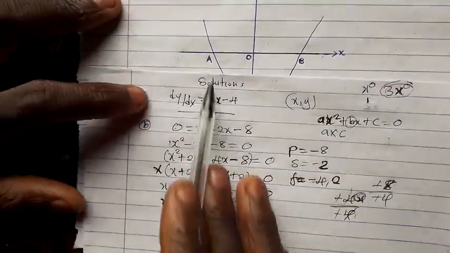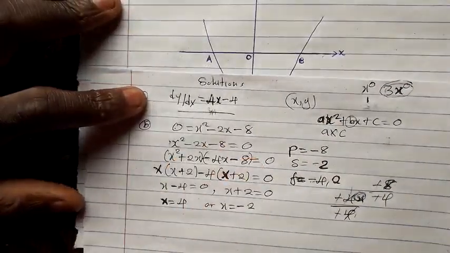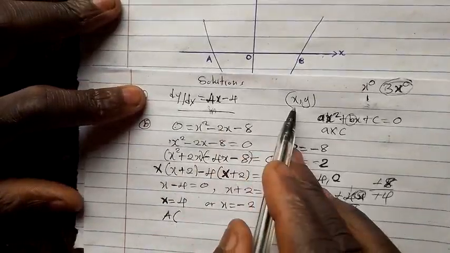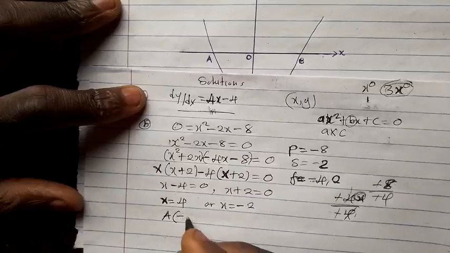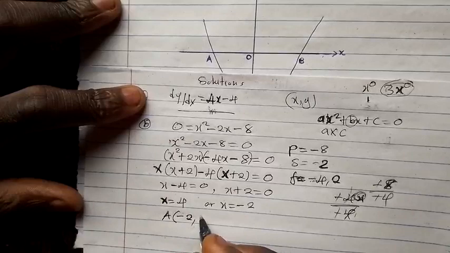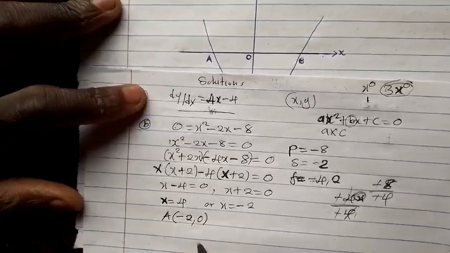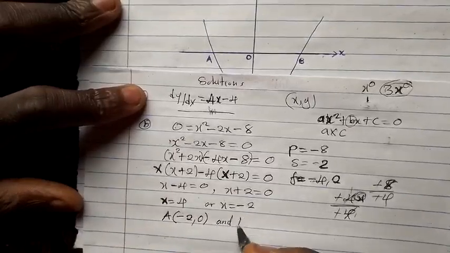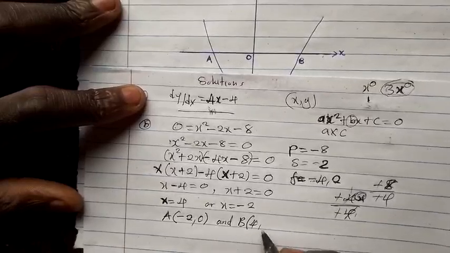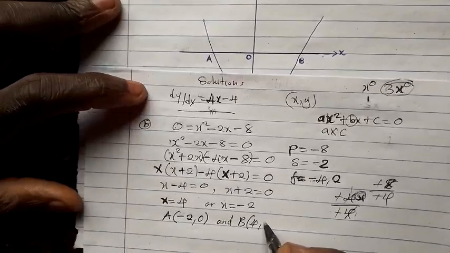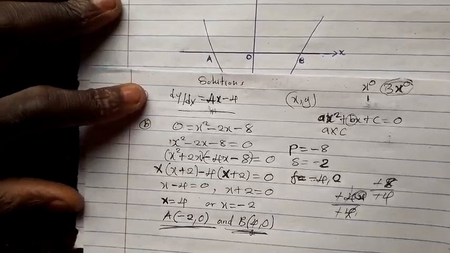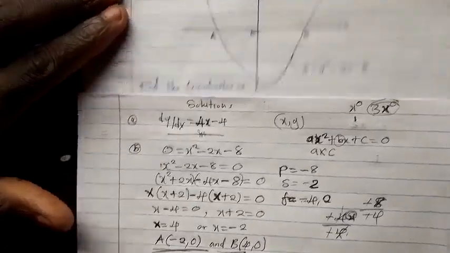So for us to find the coordinates of a, I'm going to say a, open bracket. Since they obey the layout of this one, I'm going to say negative 2, comma. In the x-axis, y is equal to 0, so I'm going to put 0 here. Okay. And b, open bracket. The value of x is 4. In the x-axis, y is equal to 0. So this one here is our final answer for Roman numeral number 1.